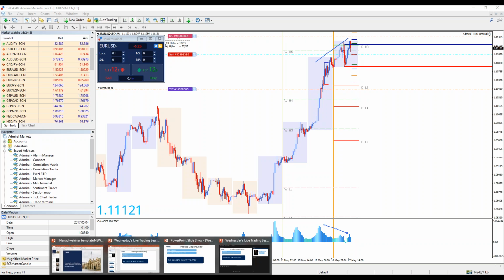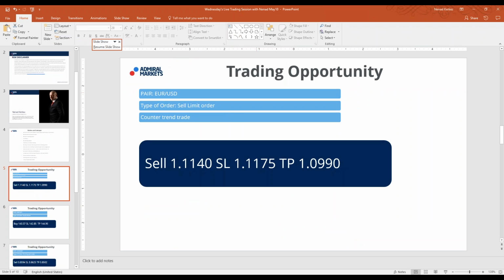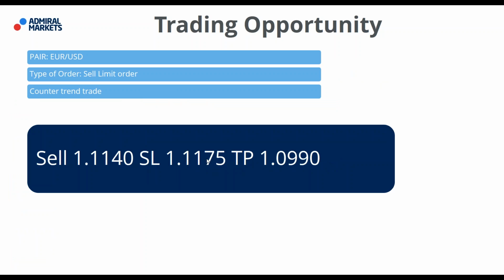What I will do if my trade goes into a loss, I will make another trade with 1.1140 sell. Okay, 1.1140 sell. And wait, I need to show you the big screen. With 1.1175 stop loss if it happens.